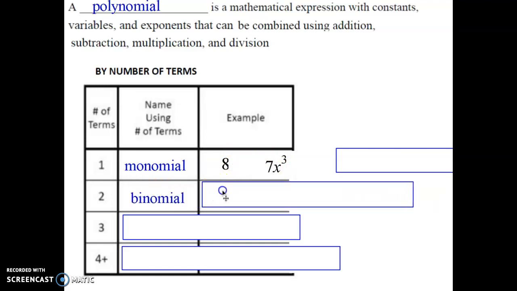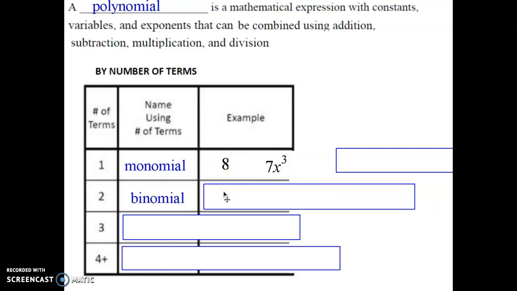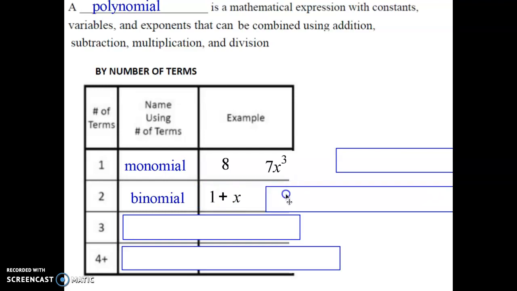If it has 2 terms, it's a binomial. Like a bicycle has 2 wheels, a binomial has 2 terms. So here's an example of a binomial that's linear. Here's an example of a binomial that's quintic, right? The degree doesn't have anything to do with the number of terms.